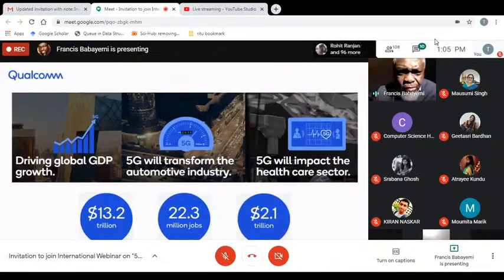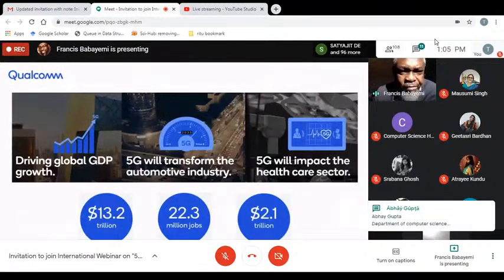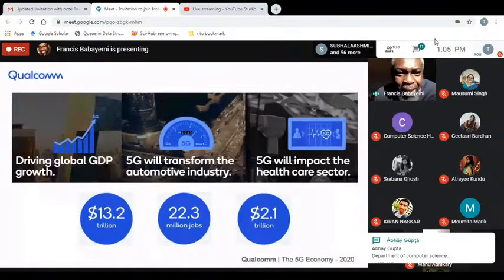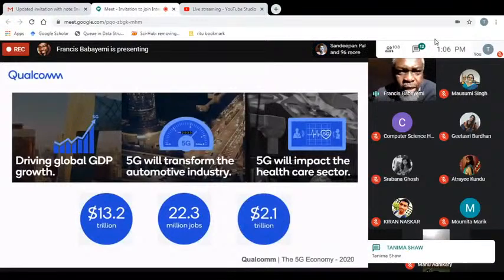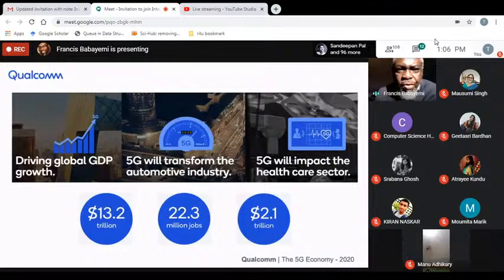They found that in terms of driving global GDP, 5G will transform the automotive industry for sure. It would also have a massive impact on the healthcare sector. That's for certain. Okay, looking at the 5G economy, it is noted that 5G's full economic impact is likely to be realized in 2035. We're talking about $13.2 trillion of global economic output, 22.3 million new jobs created, and $2.1 trillion of GDP growth.